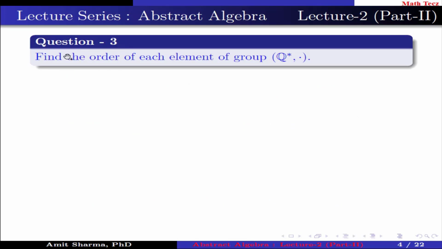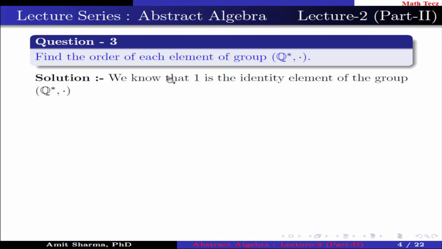Question number 3. Find the order of each element of group Q star under multiplication. We know that 1 is the identity element of the group Q star under multiplication, implies order of 1 is 1. Also, minus 1 belongs to Q star and minus 1 squared equals 1, implies order of minus 1 is equal to 2.